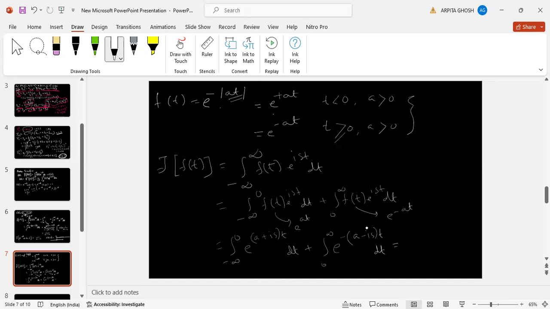Now let us integrate. For the first part, it will be e to the power a plus i omega into t by a plus i omega between minus infinity and 0. And the second part will be e to the power minus a minus i omega into t by minus a minus i omega between 0 and infinity.